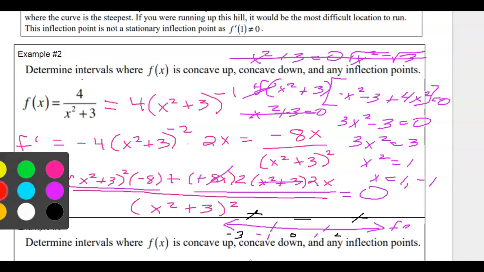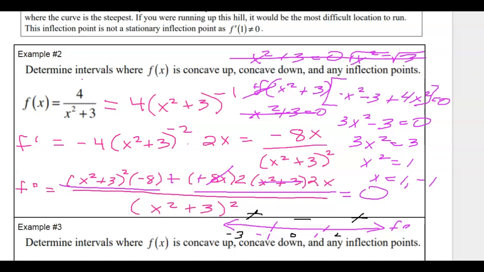All right, so to sum this up, I would have a point of inflection at negative 1 and positive 1 because we did change signs on our second derivative. We are concave up from negative infinity to negative 1, and 1 to infinity. And we are concave down from negative 1 to positive 1. I know this is really messy. I should have made a bigger box.